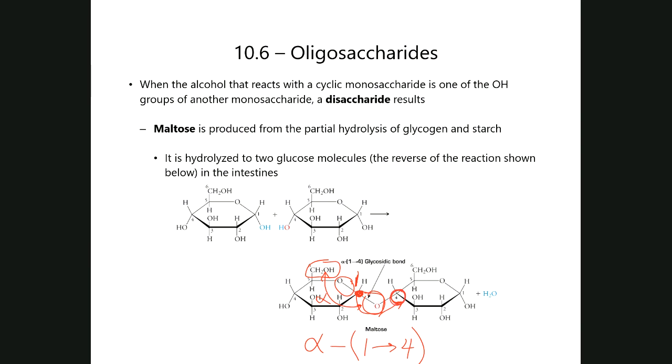So notice this piece is still a hemiacetal because it has not been involved in any way, shape, or form with the formation of the glycosidic bond with the other sugar.